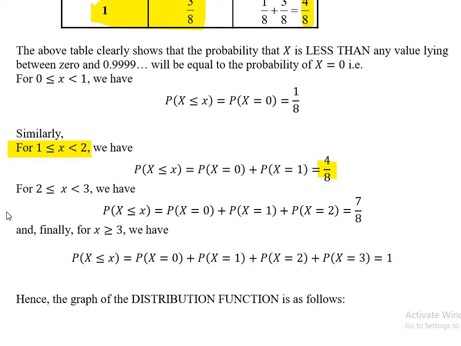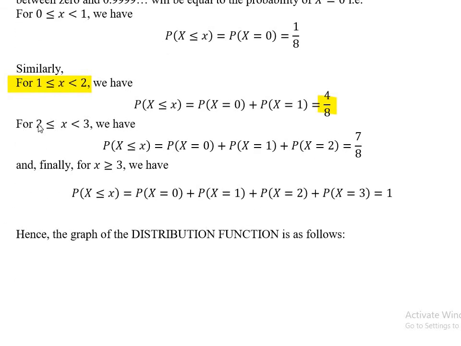This is my distribution function, sorry, CDF. Between any 2 and 3, this is my CDF. And finally, if I am greater than 3, this is my CDF. So you can easily see, if x is anything greater than 3, it means 0, 1, 2 and 3, these all are included, because my x includes 3. So from 0 to 3, all probabilities are included. If I am between 1 and 2, only 0 and 1 are included, because I have x which is less than 2 but greater than 1. Greater than 1 means 0 and 1 are included, less than 2 means 2 is not included. So we just added 0 and 1 to get 4 by 8 and so on.